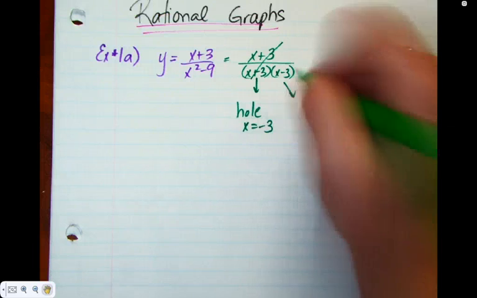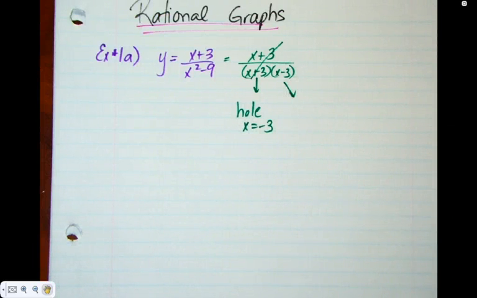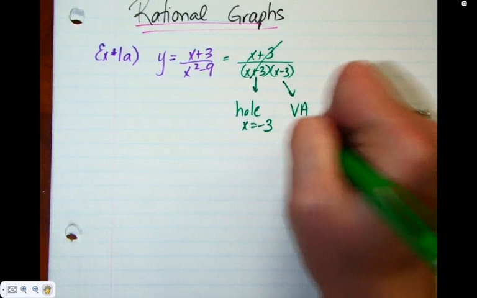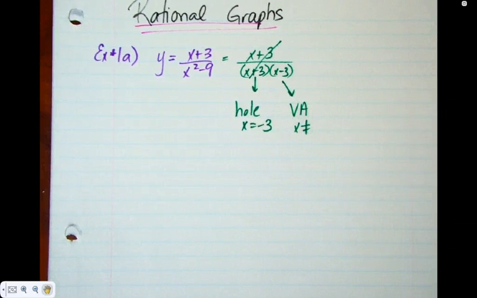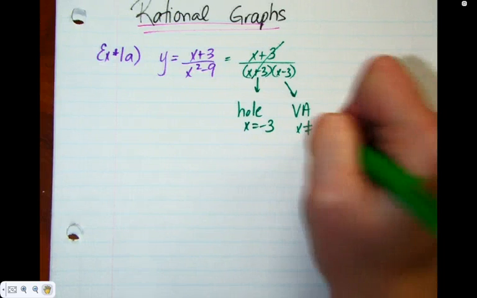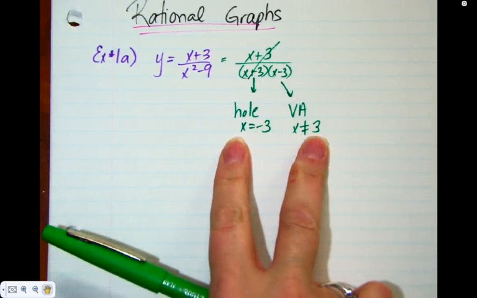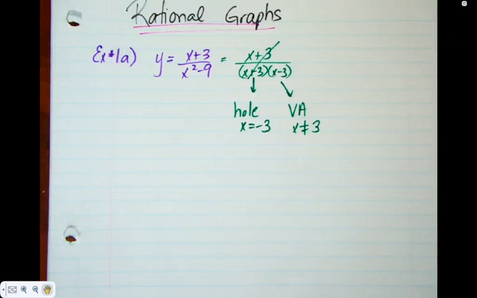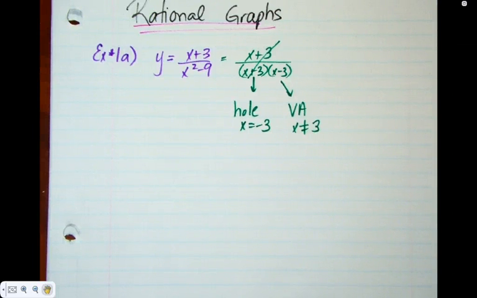Did the x minus 3 cancel? No, that tells you it's a vertical asymptote. At x cannot be 3. Watch the notation difference. That's it. That's how you find vertical asymptotes or holes. If it cancels, it's a hole. If it doesn't cancel, it's a vertical asymptote.